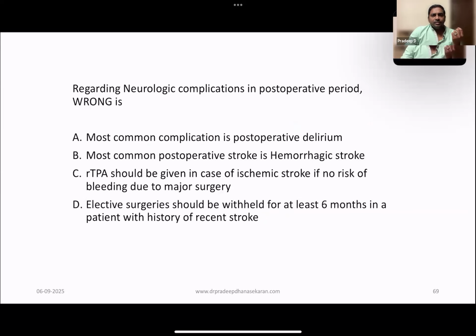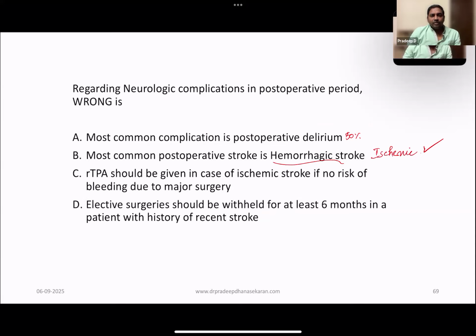Regarding neurological complications in the post-operative period, which is a wrong statement. Most common complication is post-operative delirium, which is seen in around 50%. Most common stroke is mostly an ischemic stroke secondary to an embolism. Embolic stroke is the most common.